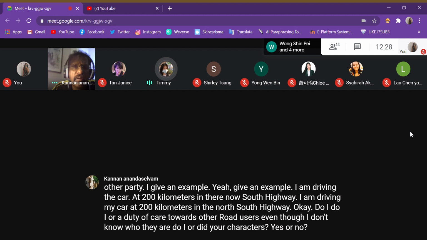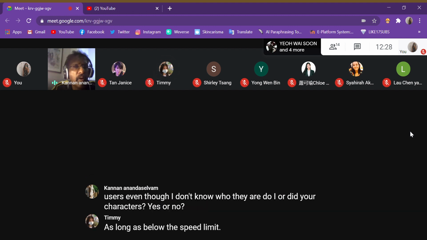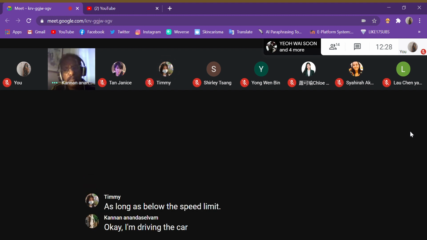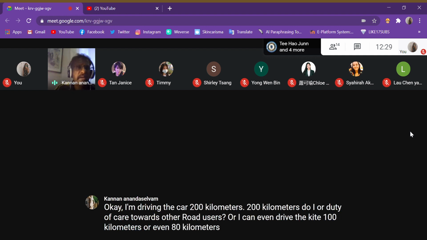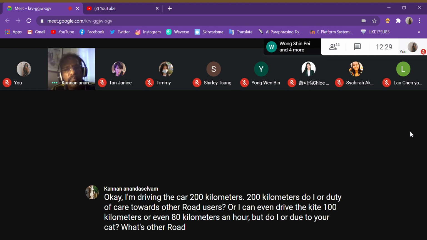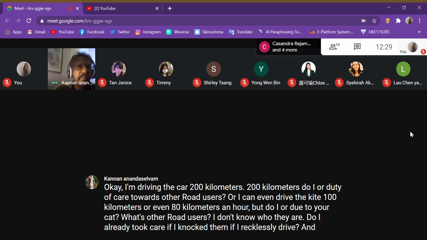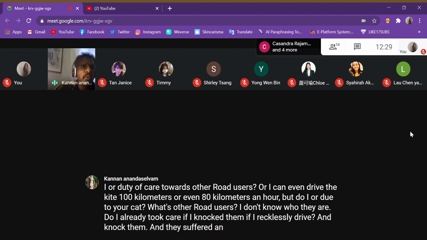Yes or no? As long as below the speed limit lah. Okay, I'm driving the car at 200 kilometers. Or I can even drive the car at 100 kilometers or even 80 kilometers an hour. But do I owe a duty of care towards other road users? I don't know who they are. If I recklessly drive and knock them and they suffer an injury, do I owe a duty of care towards them?